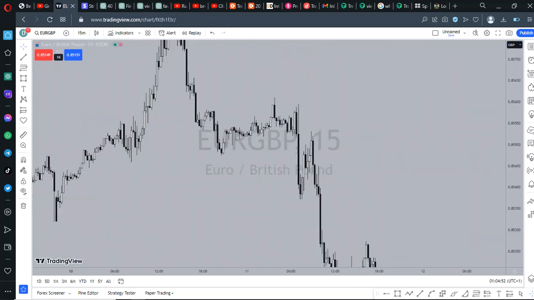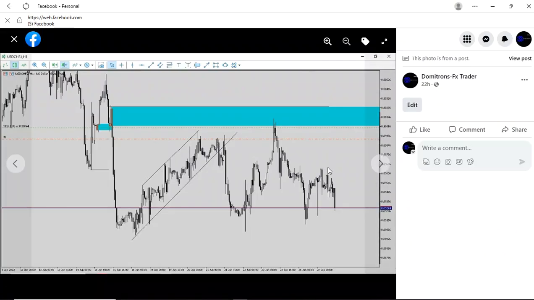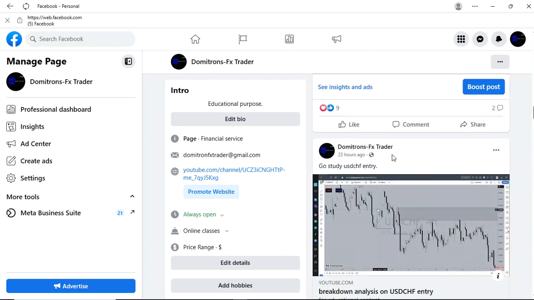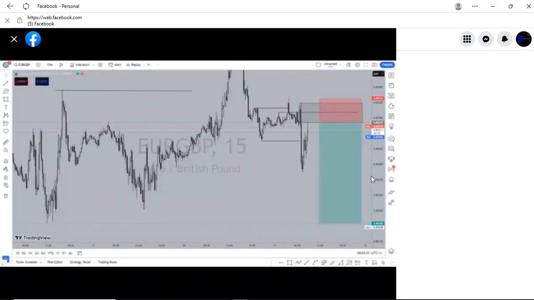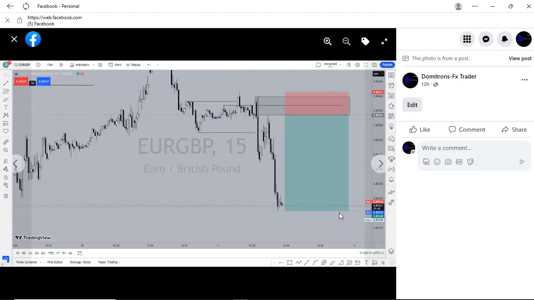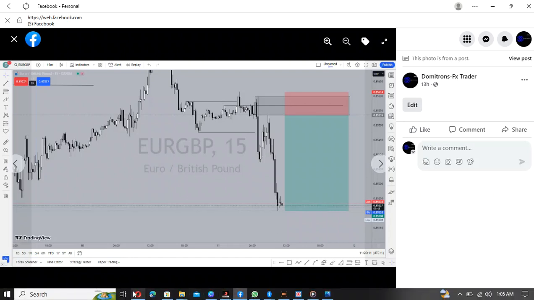So you go back to the Facebook page, you look for it right here. That is it right here, EURGBP. Immediately I entered the chart, I saw it is already there, so I quickly predicted the price should trade lower, and that is what we have right there after the analysis is done.